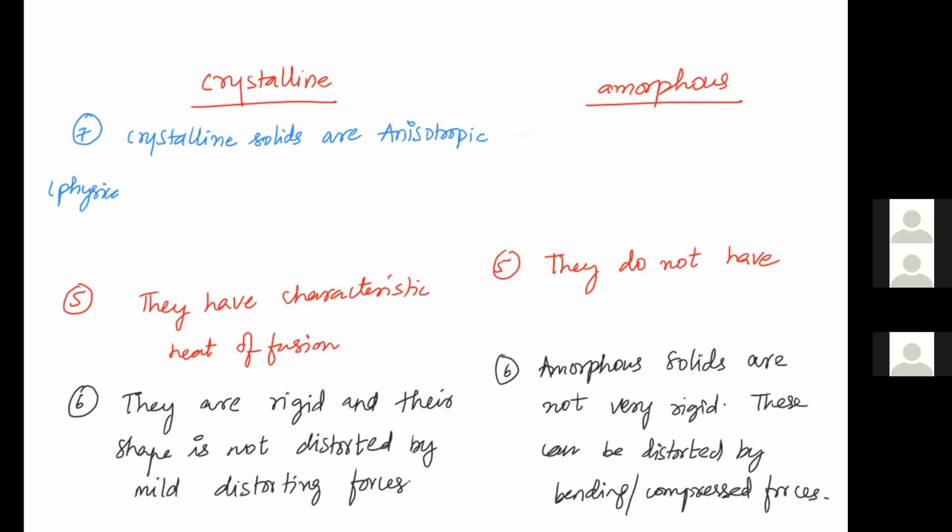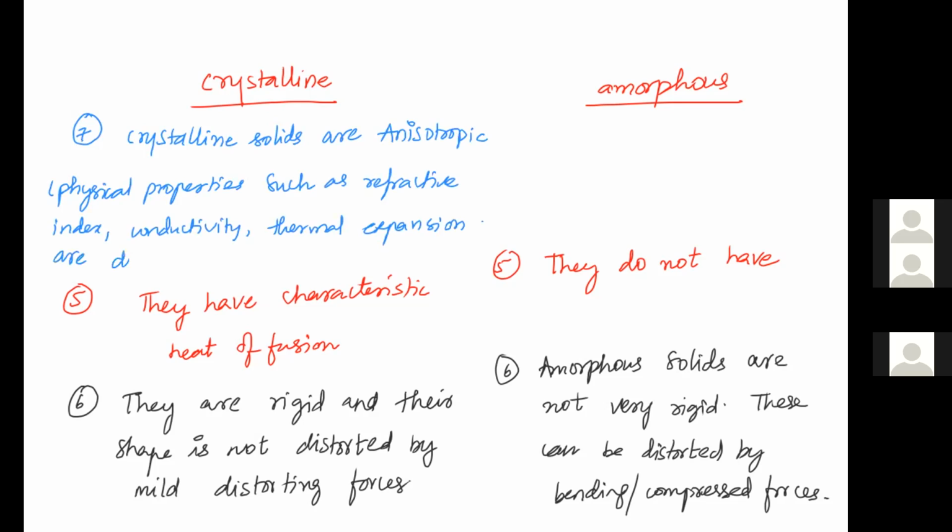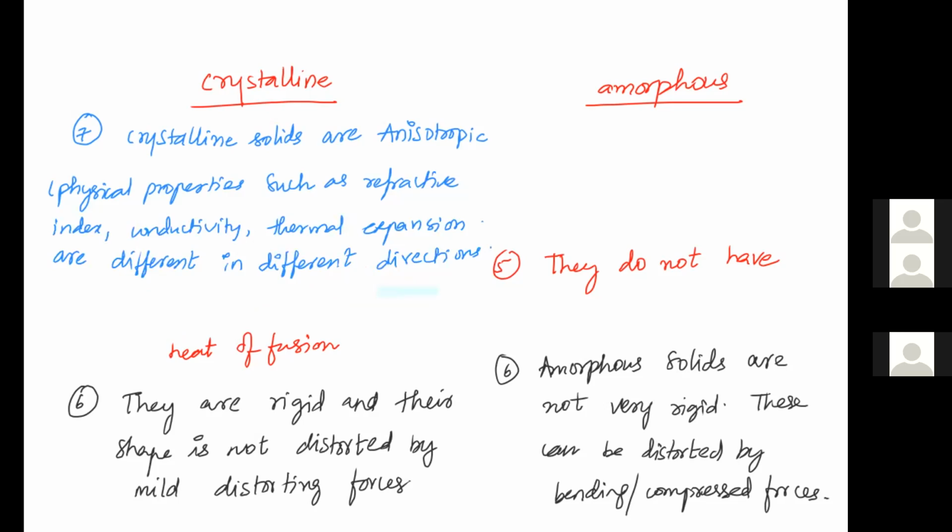That means physical properties such as refractive index, conductivity, thermal expansion, they are all different in different directions. That happens because of the orderly arrangement of the particles.